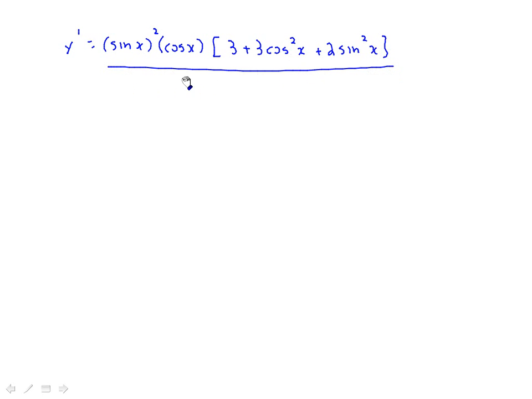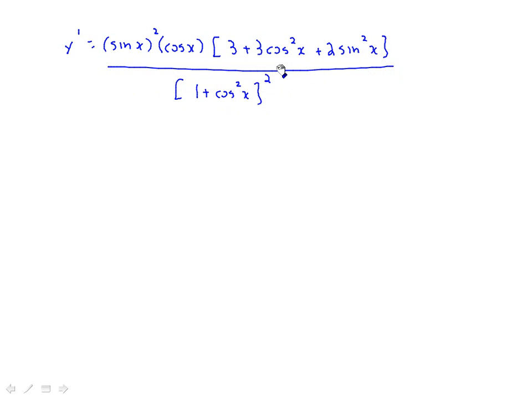So y prime is equal to sine of x squared. Now you could certainly write that as sine squared x, because it's not going to be an issue anymore, multiplied by cos x. And when we distribute that in, we'll get 3 plus 3 cos squared x, and then we've got the plus 2 sine squared x. And then this is all over top of 1 plus cos squared x to the 2.